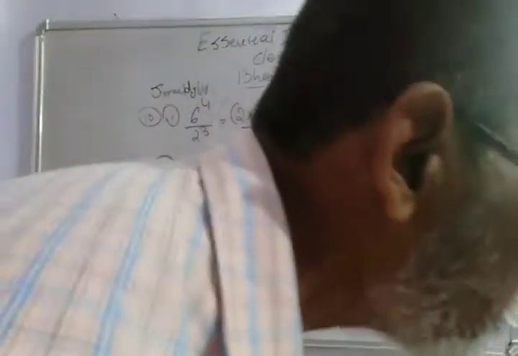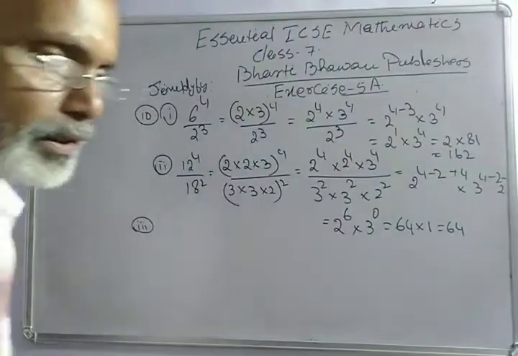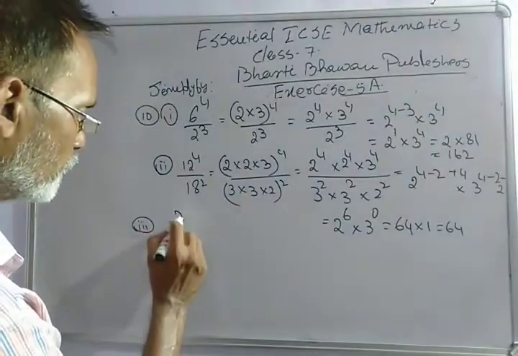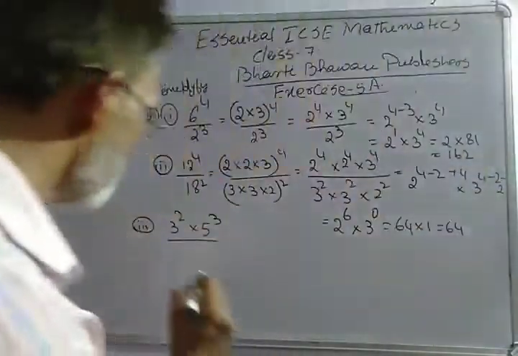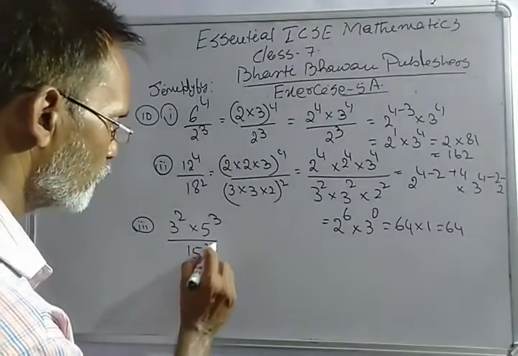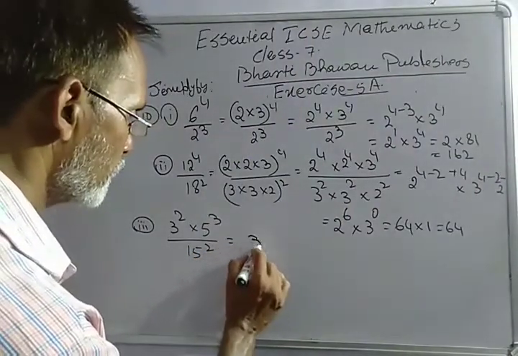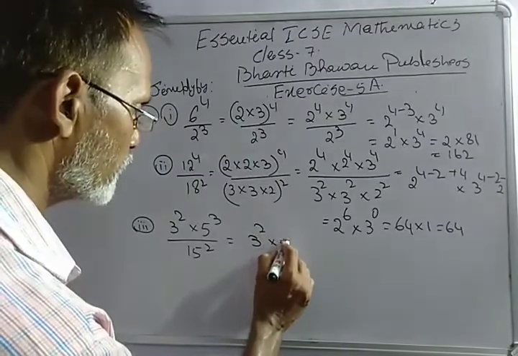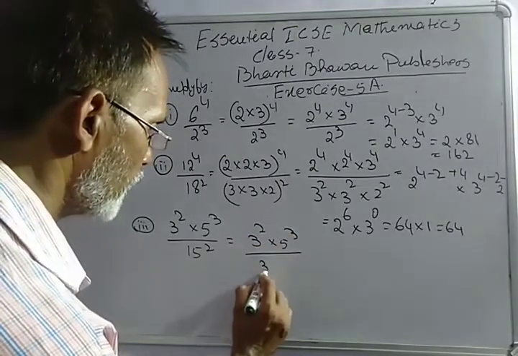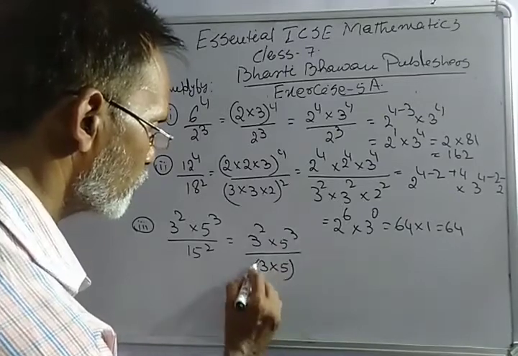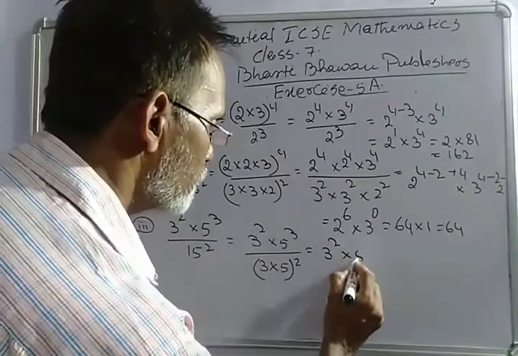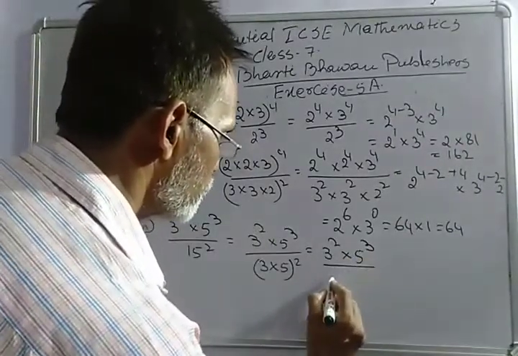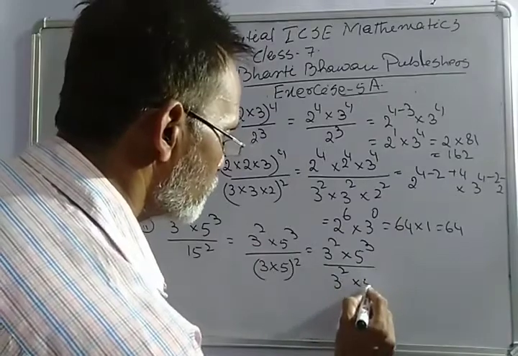3 to the power 2 into 5 to the power 3 by 15 to the power 2. So this is equal to 3 to the power 2 into 5 to the power 3 by 3 into 5 whole to the power 2. So this is equal to 3 to the power 2 into 5 to the power 3 by 3 to the power 2 into 5 to the power 2.